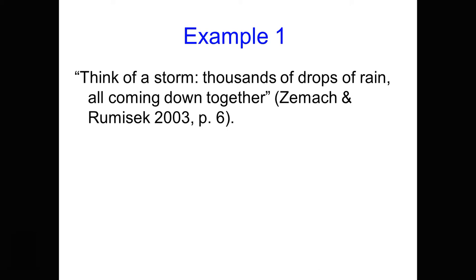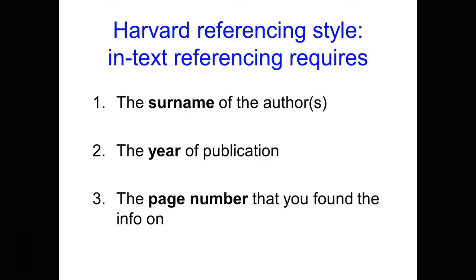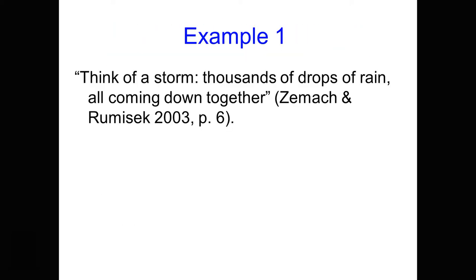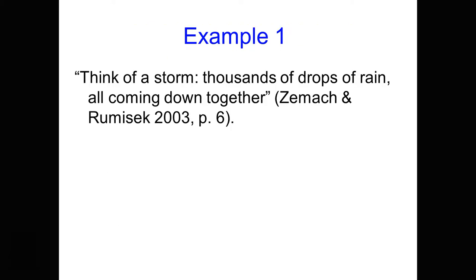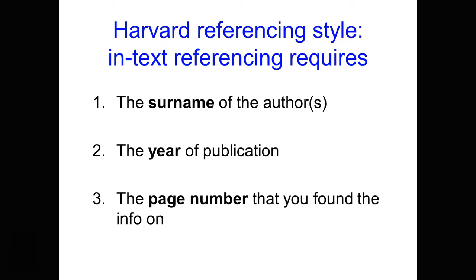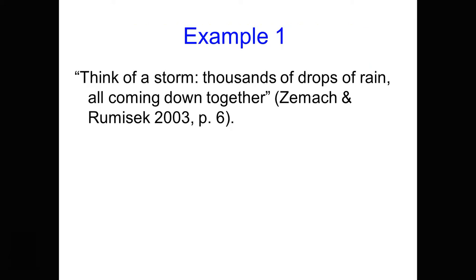So here's an example for you. The quote here: thinking of a storm, thousands of drops of rain all coming down together. The authors, so if I go back to the previous page, we're after the surname here. So we've got the surname of the authors here. The next thing we need is the year of publication. So the year is 2003. And then the page number is number 6 for this one.